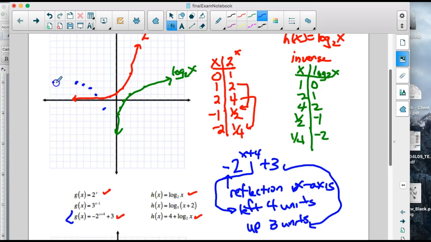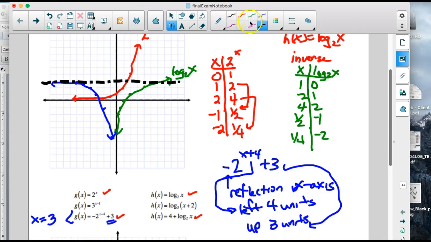It has an asymptote at 3 because of the plus 3 at the end. So x equals 3 is the asymptote on this one because of this plus 3. It has an asymptote right here, right across that line. That's your asymptote. And then it curves down because it's a negative instead of curving up.